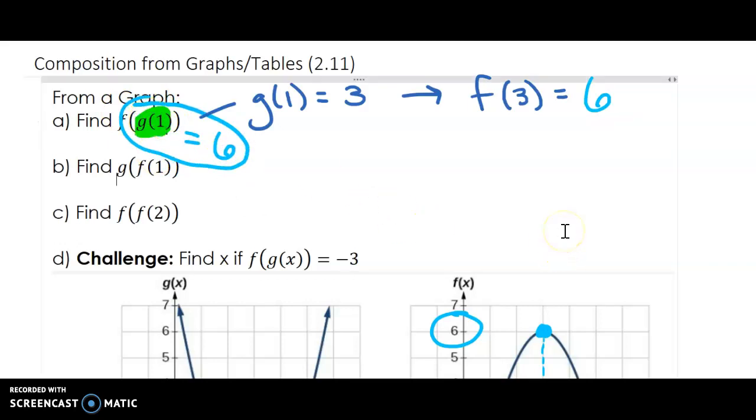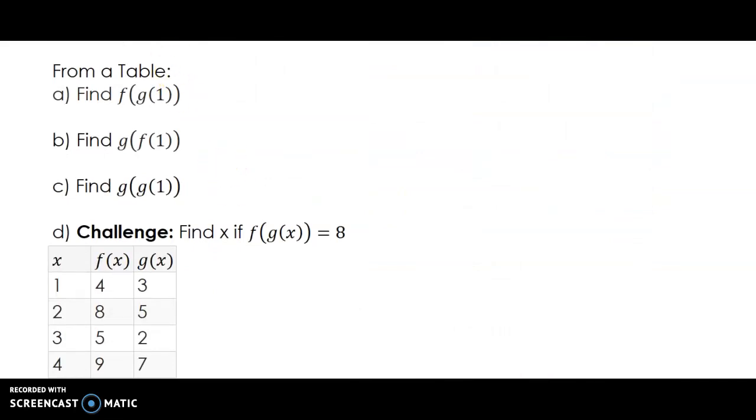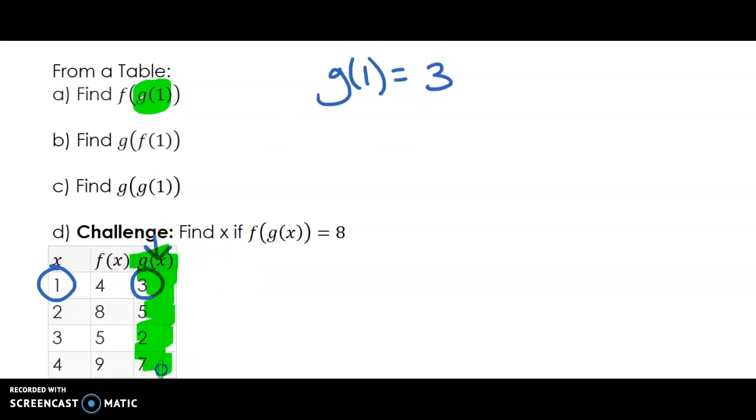Again, same process, right? Nothing changes. Just instead of a function, we're looking at a graph. Let's go ahead and do an example with the table. If I'm doing f of g of 1 again, focused on g of 1. When I'm looking at my table, it tells me g of x, so I'm looking at this column here, my g of x column, when x is 1, those intersect here at 3. And so g of 1 is equal to 3.